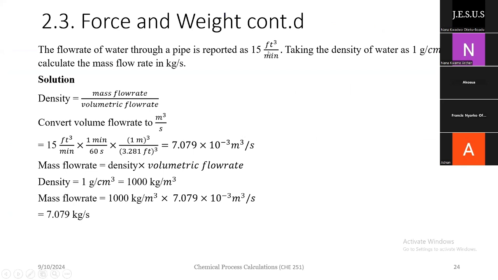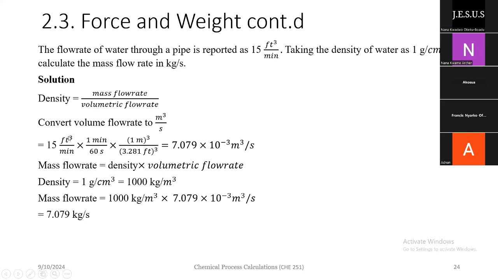The flow rate of water is 15 cubic feet per minute and the density is 1 gram per cubic centimeter. You need to calculate the mass flow rate in kilograms per second. First of all, density is mass divided by volume. Forget about the flow rate for now. If both have flow, we can still use this equation. We need to convert the volumetric flow rate to cubic meters per second. It is cubic feet per minute here, so to convert 15 cubic feet per minute, we use 60 seconds, so the minutes cancel out.